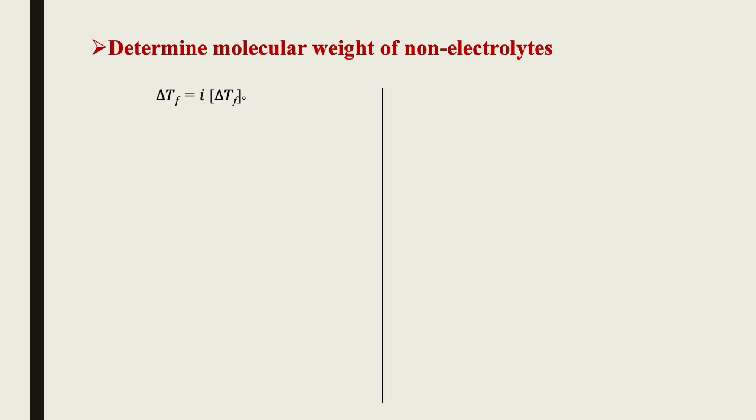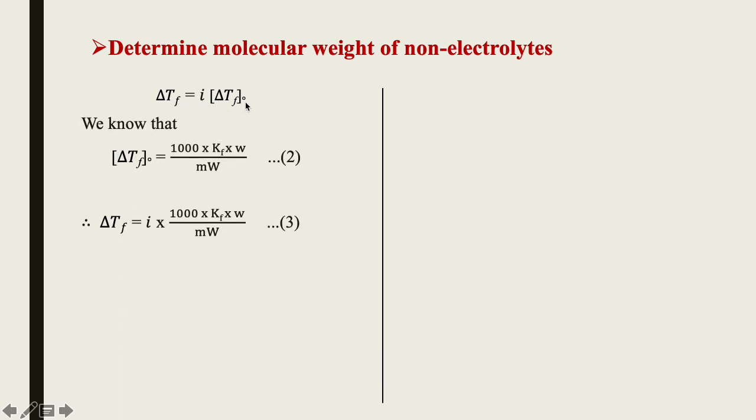Now if you take that into the right hand side, you will get delta TF equal to i into delta TF naught. From the previous lecture we can recall that delta TF naught, equation number 2, is equal to 1000 into Kf into small w divided by small m into capital W. If you put this delta TF naught value over here, you will get equation number 3: delta TF equal to iota into 1000 into Kf into small w divided by small m into capital W.